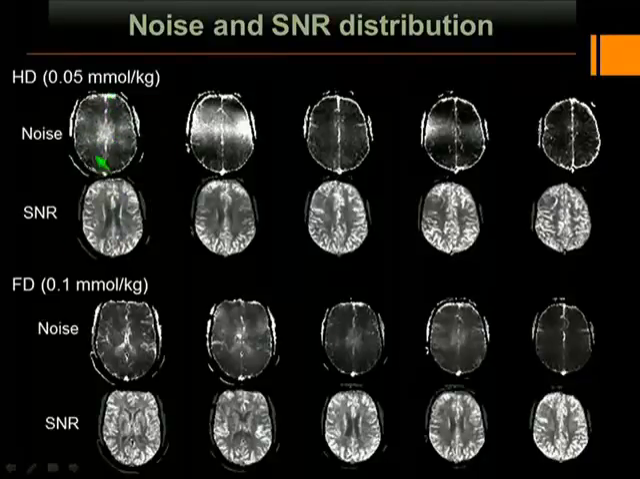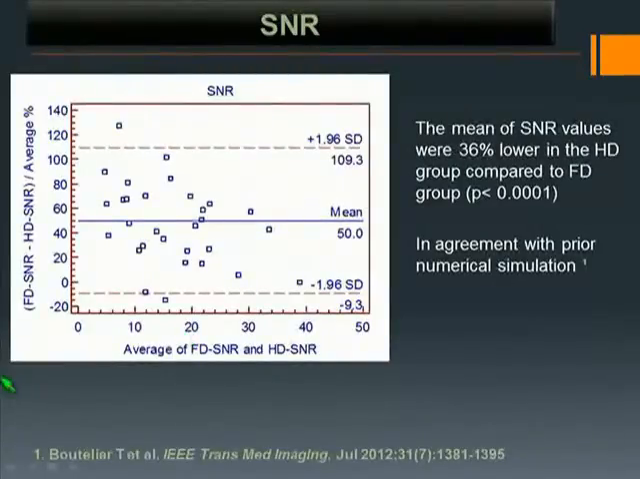You can see this heterogeneity over the field of view, this accentuation of the parallel acquisition artifact here, as opposed to full-dose perfusion, where you really don't see it. So we look at the SNR values, and we find about 36% lower SNR in our half-dose perfusion compared to full dose, not surprisingly. And this was in agreement with prior numerical simulation.